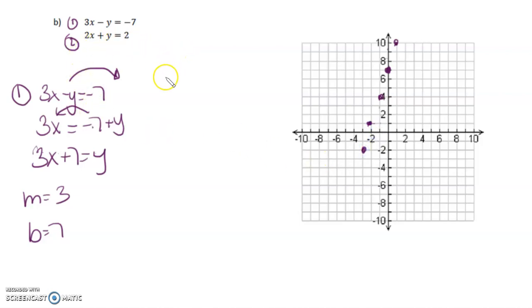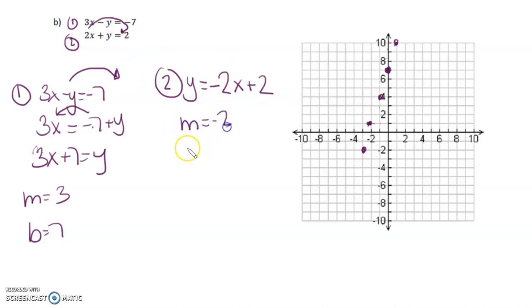Okay, and for number 2, we're going to bring this 2x over and put it beside. So we get y equals, this time it's going to be -2x because it got brought over the equal sign, plus 2. Okay, so this is our slope, -2, and this is our y-intercept, 2.